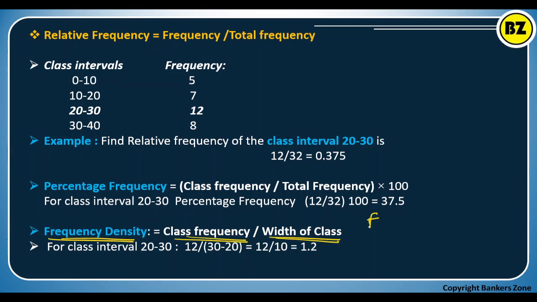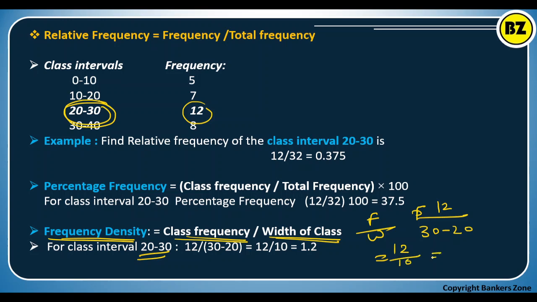Okay, frequency upon width. What is that? They are asking for class 20 to 30. So for 20 to 30 the frequency is 12, so divide 12 by the width. How to calculate the width? Upper minus lower. So it will be 12 divided by 10, so the answer will be 1.2. Okay, this will be your frequency density.